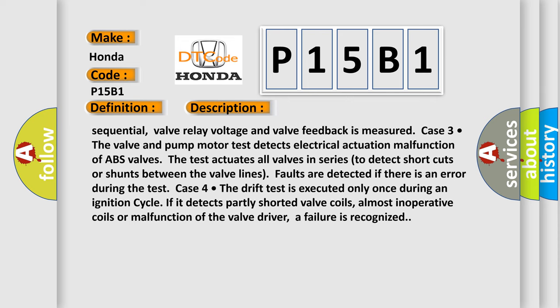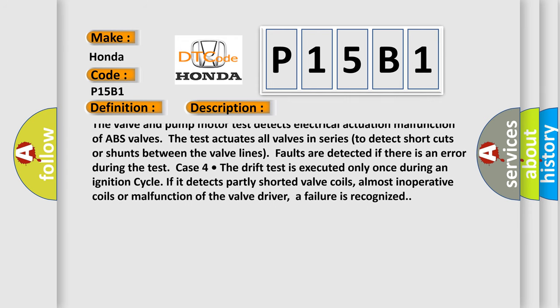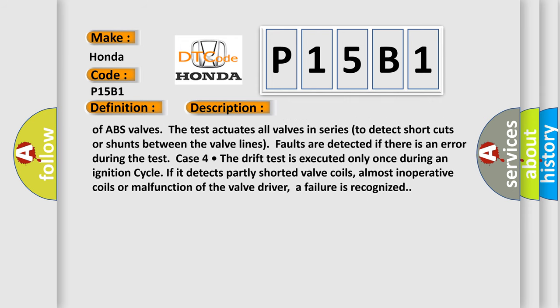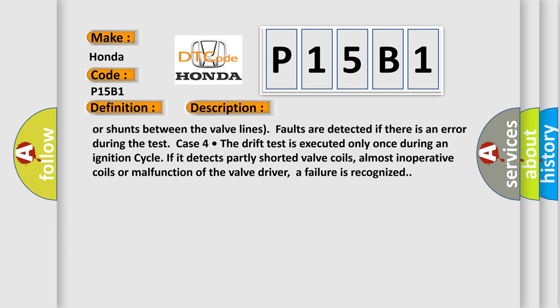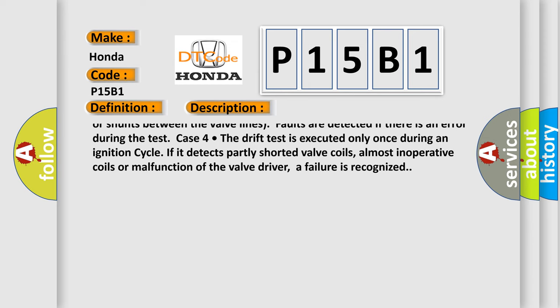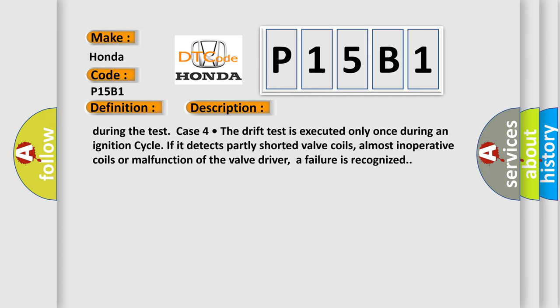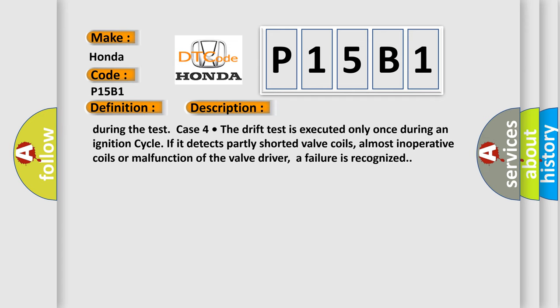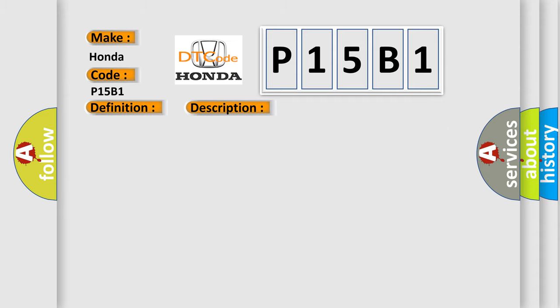Case 3, the valve and pump motor test detects electrical actuation malfunction of ABS valves. The test actuates all valves in series to detect shortcuts or shunts between the valve lines. Faults are detected if there is an error during the test. Case 4, the drift test is executed only once during an ignition cycle. If it detects partly shorted valve coils, almost inoperative coils or malfunction of the valve drive, a failure is recognized. This diagnostic error occurs most often in these cases: inoperative HECU.